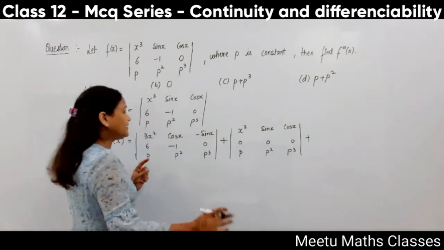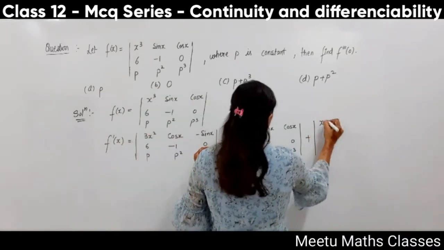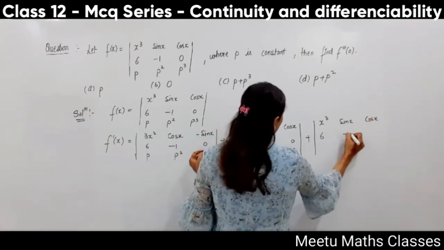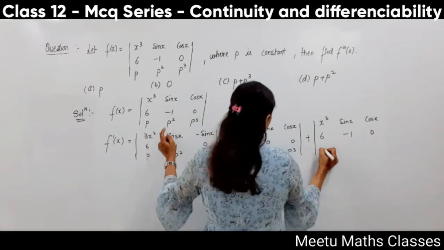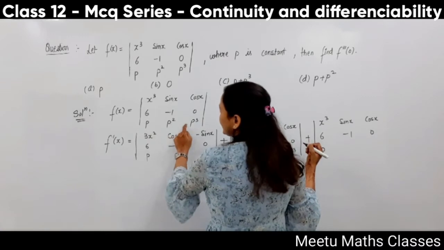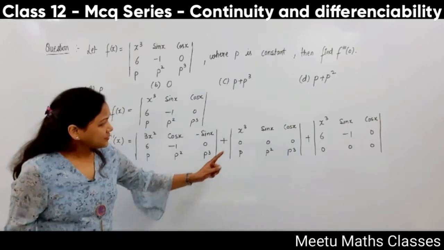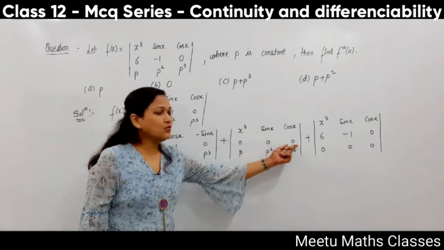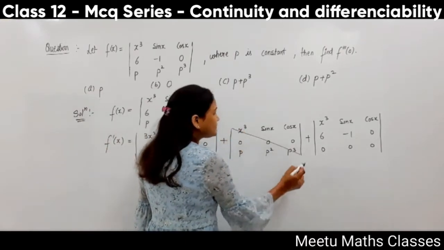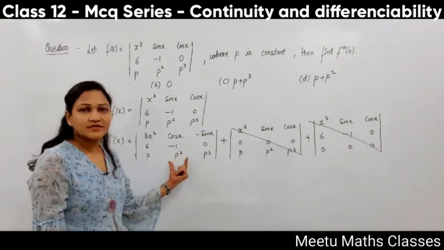Plus in the third determinant you are going to differentiate your third row, the first and second row will remain as it is, 6, minus 1, 0, but the third row, since all three are constants, their derivatives will be 0. Now if the whole row or the whole column is 0, then the determinant will become 0, and this determinant is also 0, so your derivative function is this only.